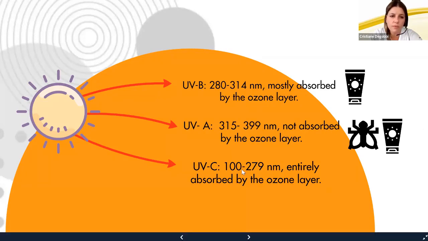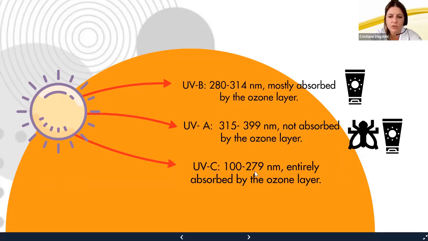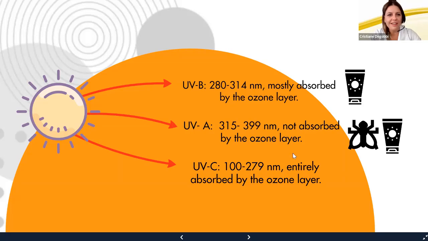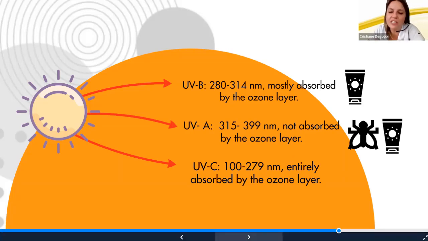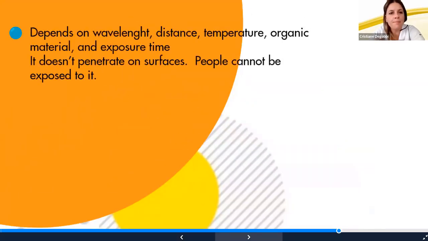But when it comes to microorganisms, we are going to talk about the UVC. Okay, so they have a shorter wavelength here, from 100 to 279 nanometers. And this one is going to be entirely absorbed by the ozone layer. So you cannot be exposed to UVC if you go outdoors, which is a good thing. Otherwise, we wouldn't have life on Earth, okay? Because this is the one that actually kills cells and microorganisms. So it's entirely absorbed. For us to use UVC, you need to use a lamp.